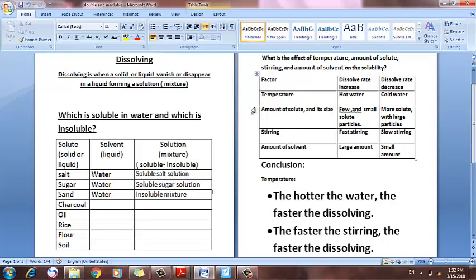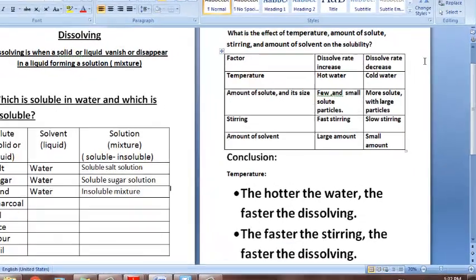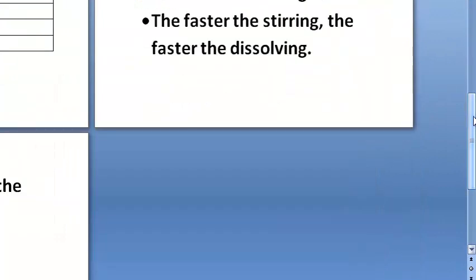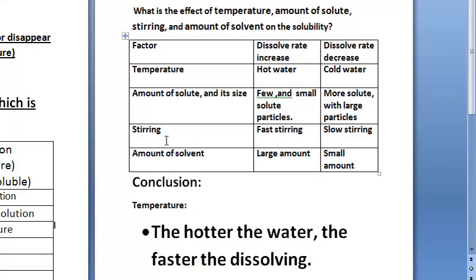Okay, let's test the amount of solute. Add more solute. The more the solute, the slower the dissolving. As we add more salt to the water, the dissolving will become slower. And our conclusion is going to be: the less the solute, the faster the dissolving, or the more the solute, the slower the dissolving.